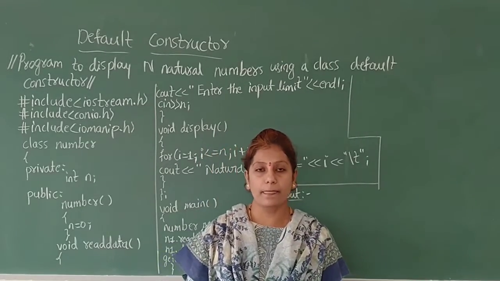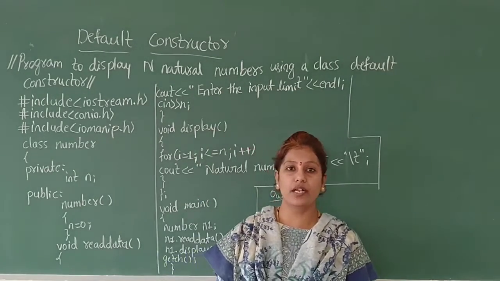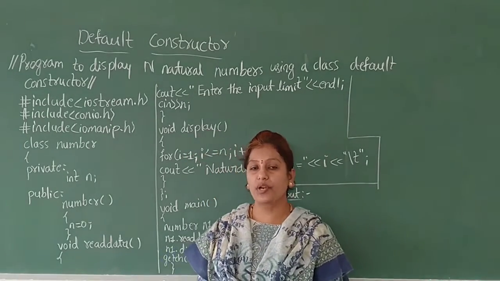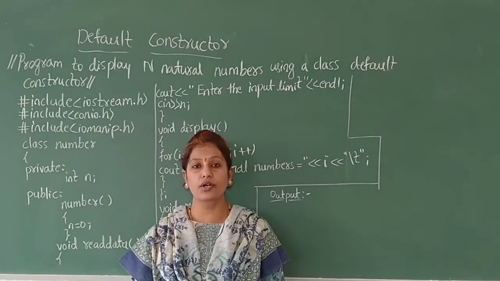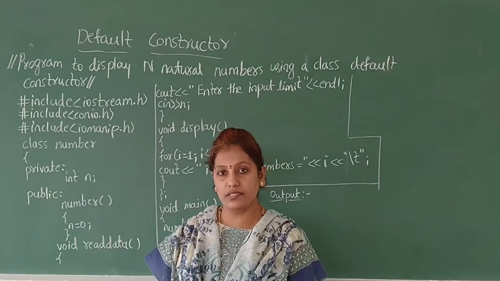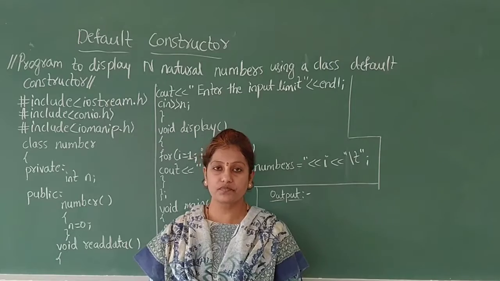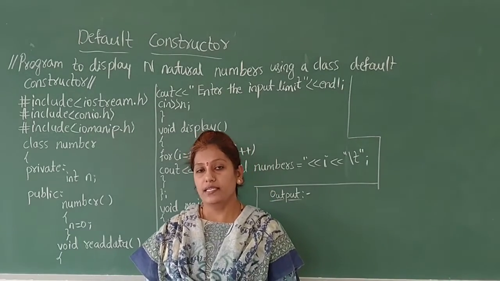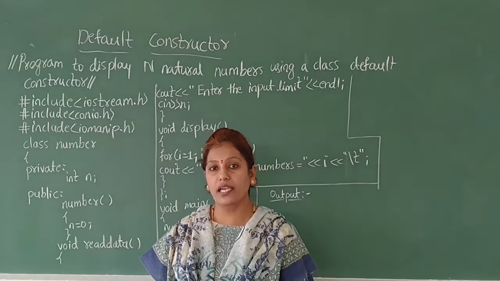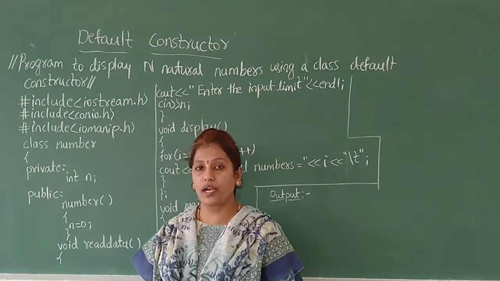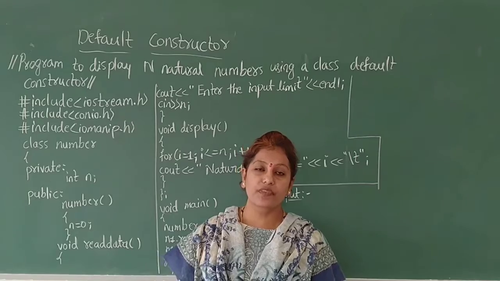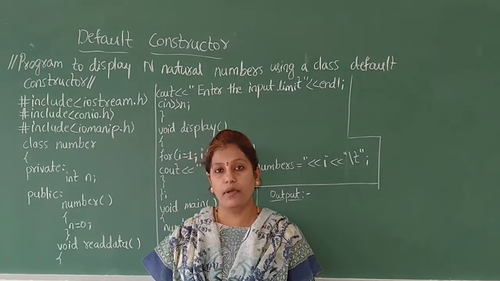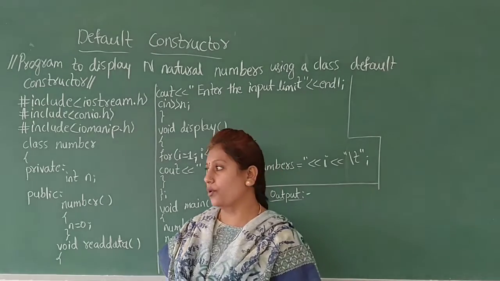Next, one more program to display n natural numbers using the class default constructor. To write this program, first we have to include preprocessing directives, that is 3 header files: iostream.h, conio.h, iomanip.h, to connect input and output devices to the program file, to execute the input statement and output statement, and to use the manipulators which are used in the program.